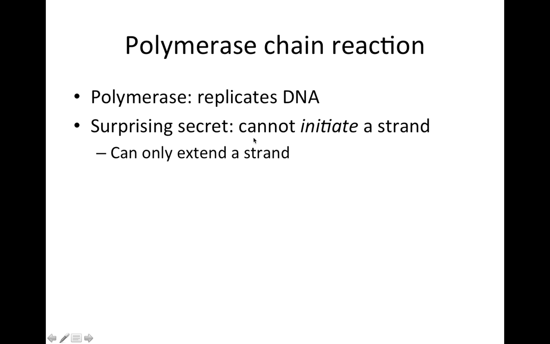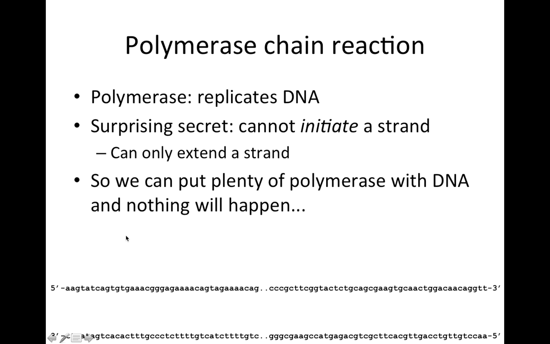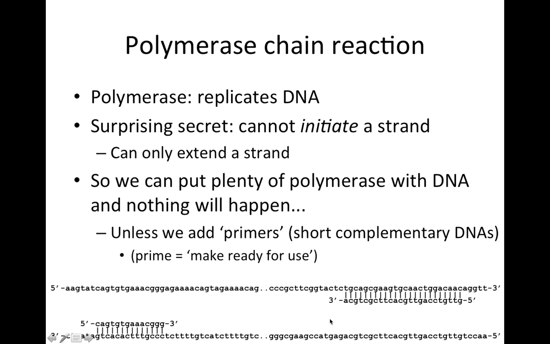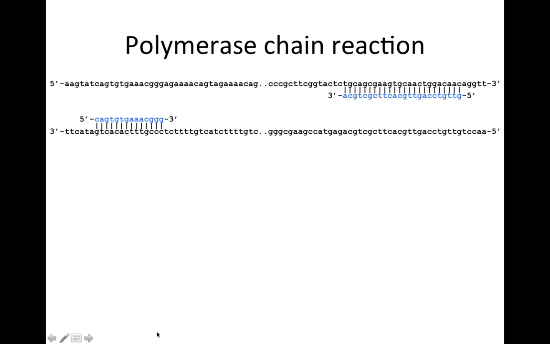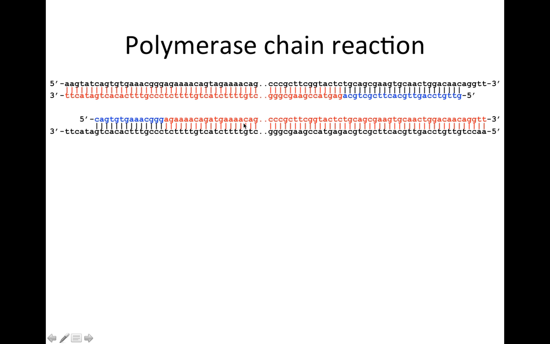So we start with a surprising secret that polymerase cannot initiate a strand, it can only extend a strand. So let's say we want to replicate this sequence. Here I'm showing the left side and the right side, and maybe there's a whole bunch of sequence in here, but we want to just replicate from here and from there. If we give it double-stranded DNA, all these different chromosomes, and we put it with polymerase, nothing will happen. However, if we give it primers, these little bits of DNA that we manufacture, then it will extend.